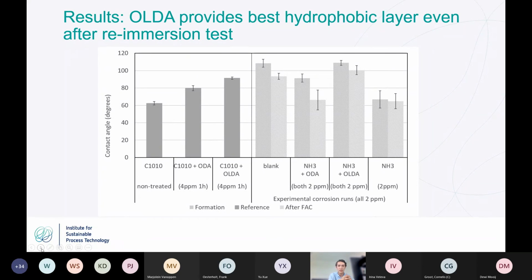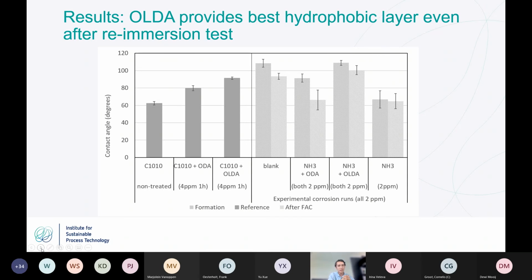On the left of this graph, we can see the reference contact angles: non-treated, treated with ODA, and treated with OLDA. This also corresponds with the contact angle after the immersion and re-immersion experiment. We see OLDA having the highest, followed by ODA, which is actually decreasing in the re-immersion experiment, and then ammonia. The blank also has a fairly high contact angle, but this could be explained by experiments performed prior to these experiments, also using OLDA. This could have contaminated the autoclave a little bit because it's very sticky.